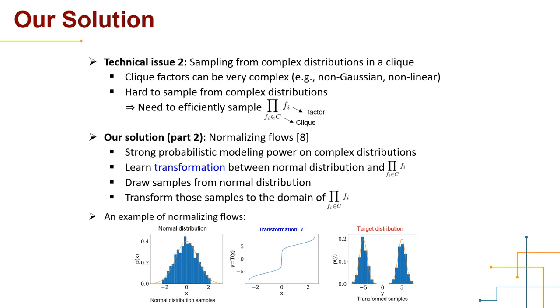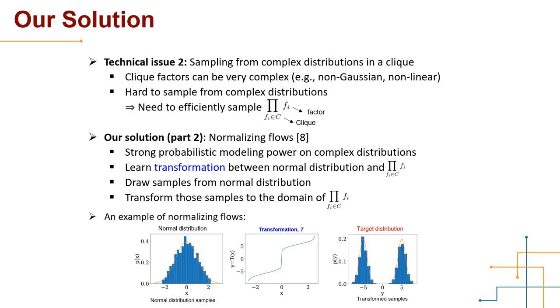Now the target density becomes the product of factors within a clique. Since clique factors can be non-Gaussian or nonlinear, it's still hard to draw samples from their product, even with lower dimensions. Part 2 of our solution exploits normalizing flows, which is a recent and powerful tool for modeling complex distributions. The basic idea is to learn a transformation between normal distribution and the target density. And then we can transform normal distribution samples to the target space to get samples of the target density.